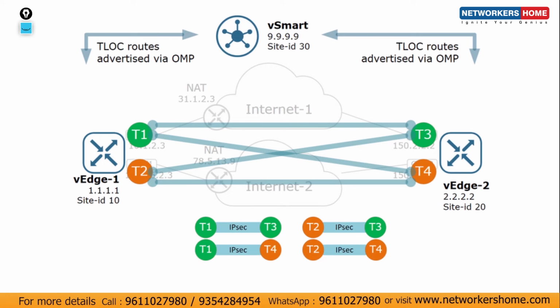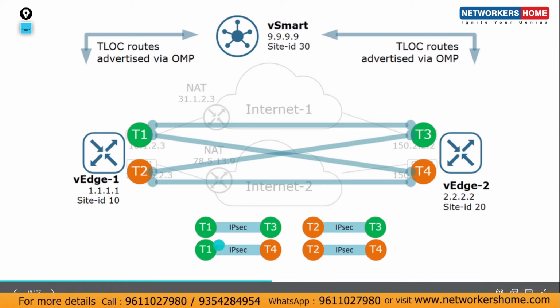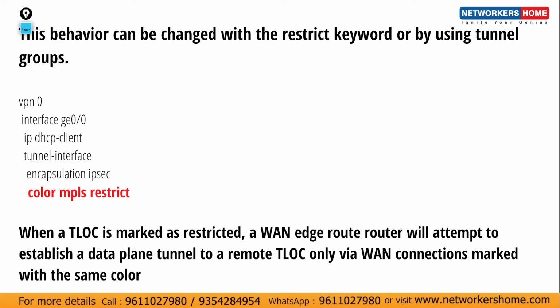Right, so you can see here that the tunnels are basically right now forming as full mesh. But if you apply the restrict option, you can see here that it's going to be IPsec to IPsec. This is full mesh, so it will form like that. But if you apply the restrict option, it should not form the tunnel to the other interface. So in that case, the number of TLOCs will be reduced heavily.